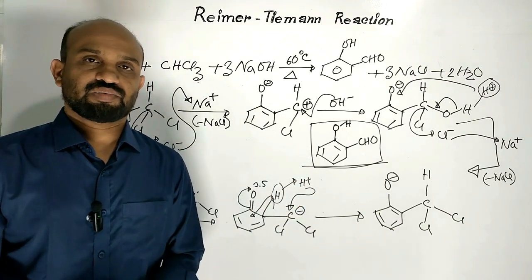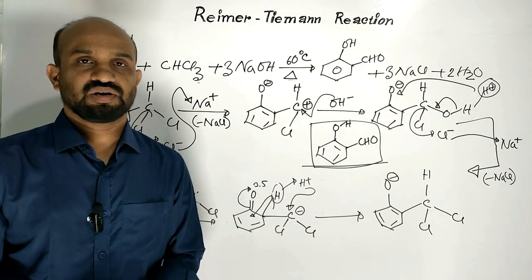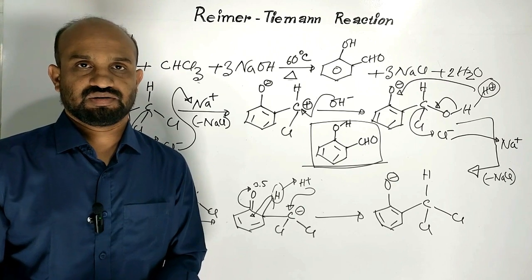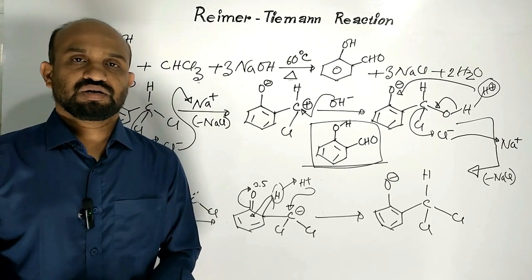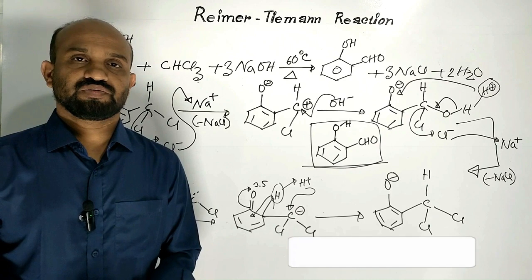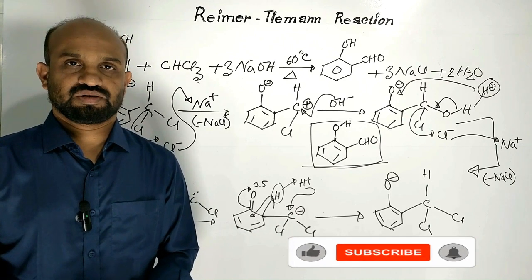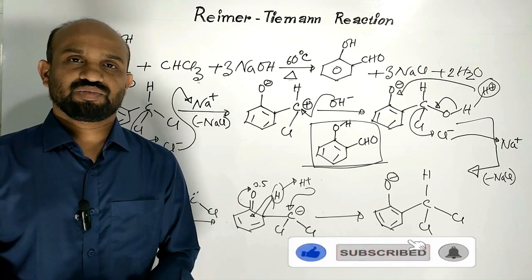The reaction was discovered by the German chemists Karl Reimer and Ferdinand Tiemann. Salicylaldehyde is an important organic compound from which many compounds are prepared. This is all about the Reimer-Tiemann reaction.